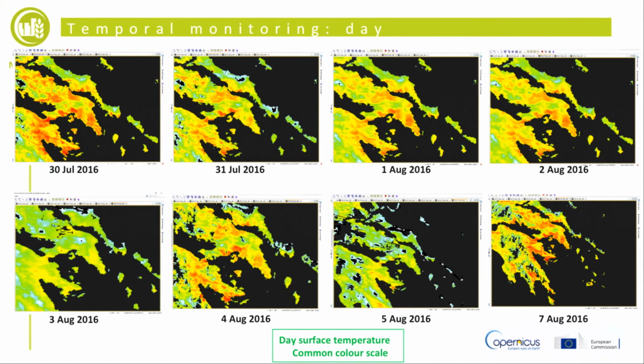Here, the land surface temperature of the Greater Athens from MODIS Level 3 data from the 30th of July to the 7th of August 2016 is shown, taken more or less at the same daytime. It can be seen how the 4 identified hotspots in this period are almost always present.